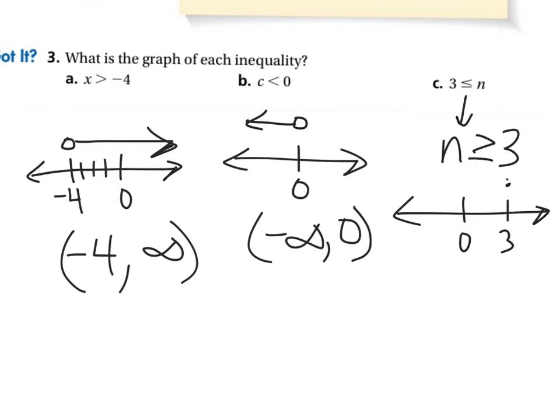So it's greater than or equal to 3, so it'd be a closed circle at 3 going to the right. And then interval notation, we're starting at 3, it includes 3, so we put a bracket 3, and then to infinity, parentheses.